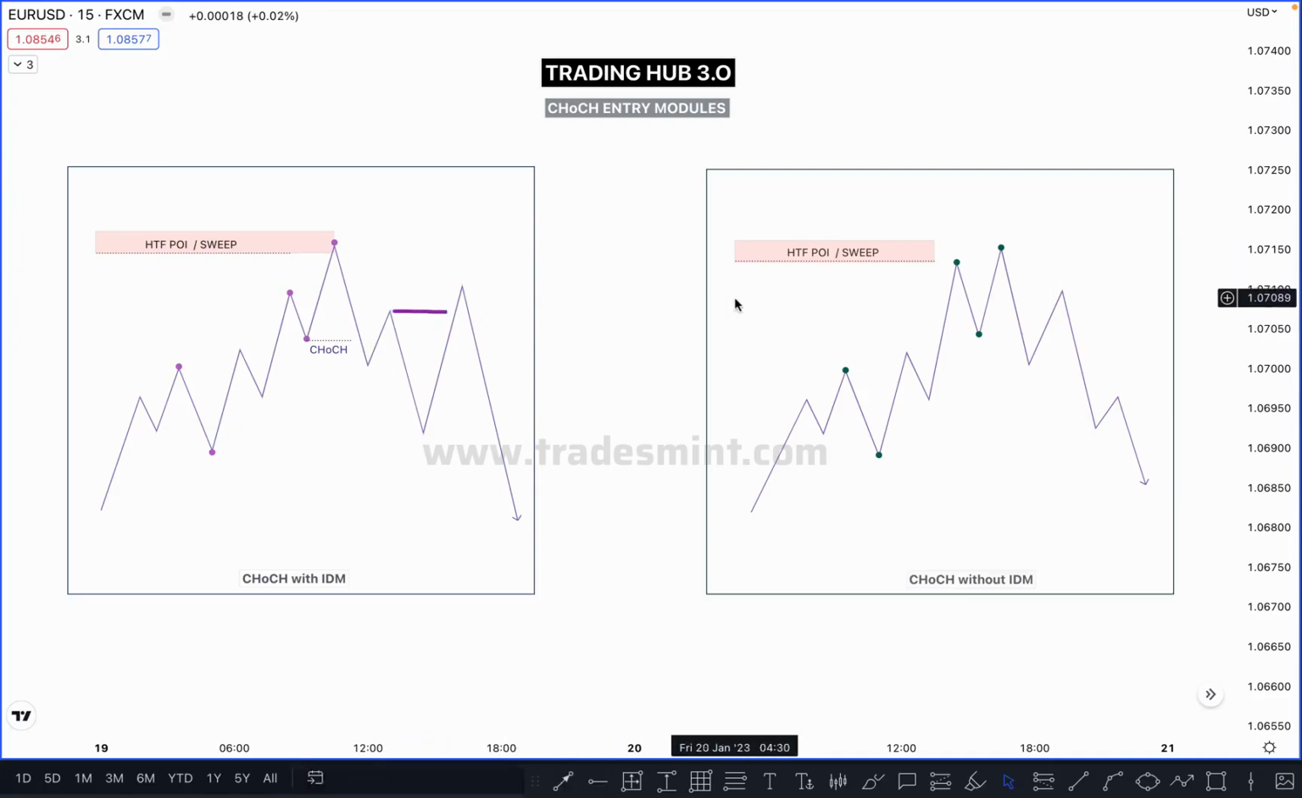Now let me show you another diagram, which one is here. In the next diagram, you can see here, this one is our CHoCH without inducement. In this case, you don't need to wait for a CHoCH. You can immediately sell after taking out the previous high. Let me explain here. When market taps your PD zone and sweeps this higher time frame level, and then what happened here? You have to follow a similar rule here. After CHoCH, you can sell here. Look at this one. This one is our change of character. You can immediately sell here in this case.